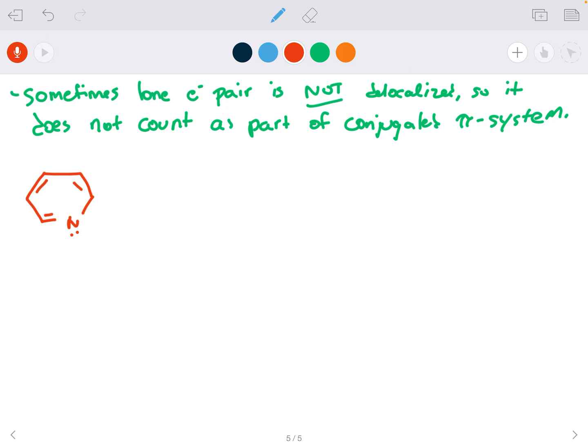The way to figure that out is to draw a resonance structure. If it's in resonance with the rest of the pi electrons, then yes, it's part of the conjugated system of the p orbitals. So if I try to draw a resonance structure here, I get this, and this does not work. I can't have 2 double bonds next to each other in a ring, because 2 double bonds next to each other has to be linear, but you can't be linear in a ring. So that means this pair of electrons here is not part of the pi system.